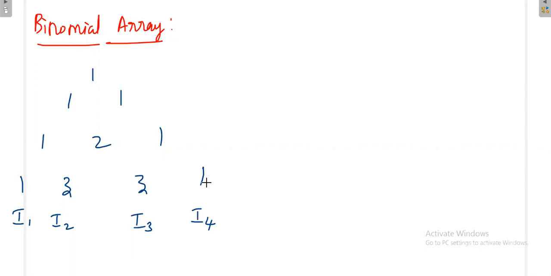In case of the binomial array, we are exciting the antennas in such a way that the current follows the binomial array pattern. Suppose I have antennas like this and I excite them with this current pattern, then there will not be any side lobes. So to eliminate the side lobes, you have to excite your antenna as per the binomial theorem. Once you do this, side lobes are completely removed.